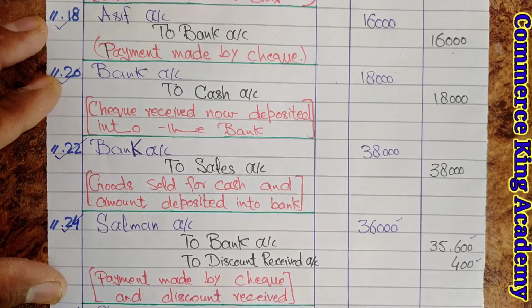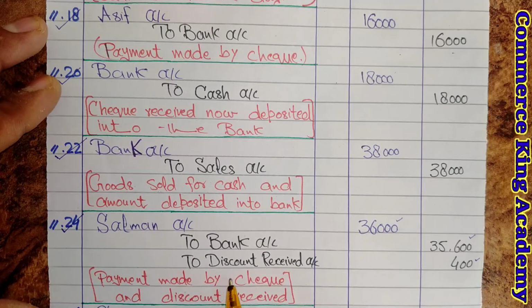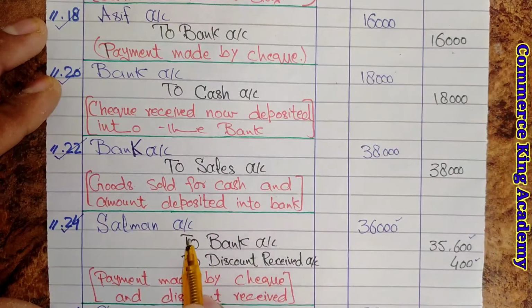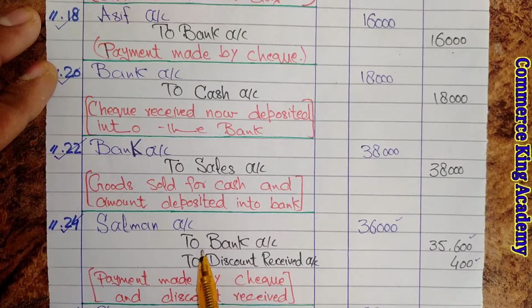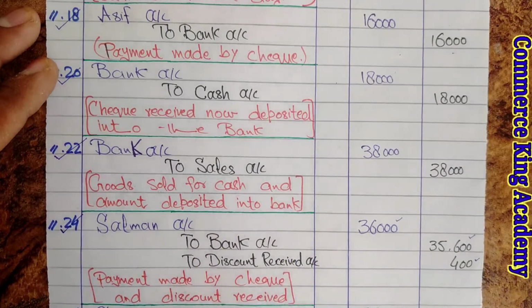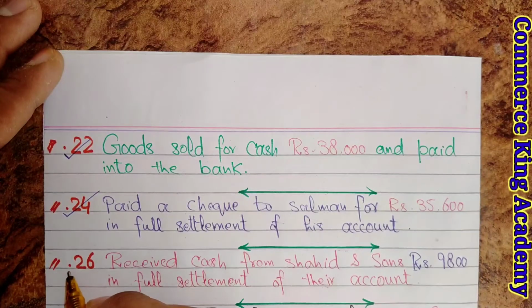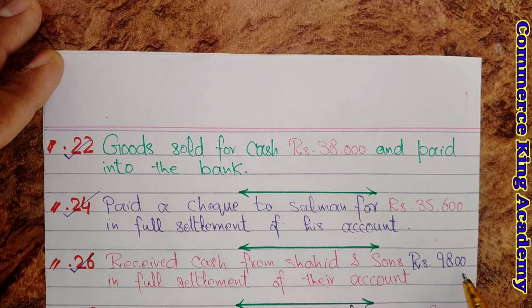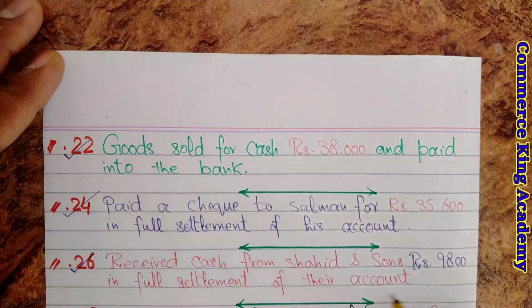Before moving toward next, you must keep in your mind this type of entry called compound entry. Compound entry is the entry which holds more than 2 accounts. For example, 3 accounts, 4 accounts, and so on. Okay? Next transaction dated 26 Jan. Received check from Shahid and Sons amounted 9,800 in full settlement of their account.